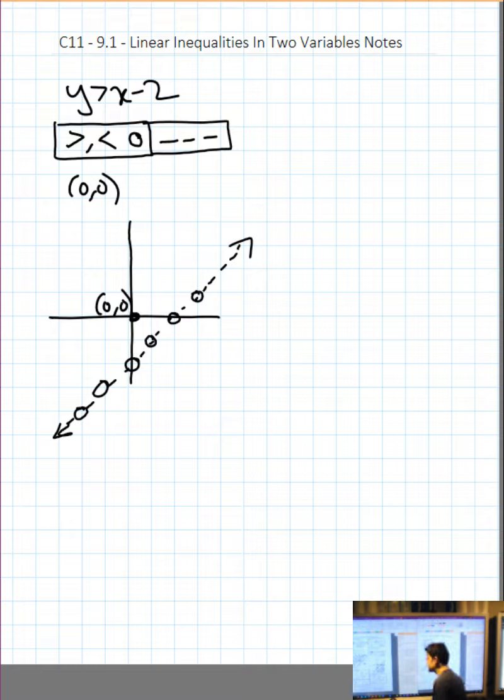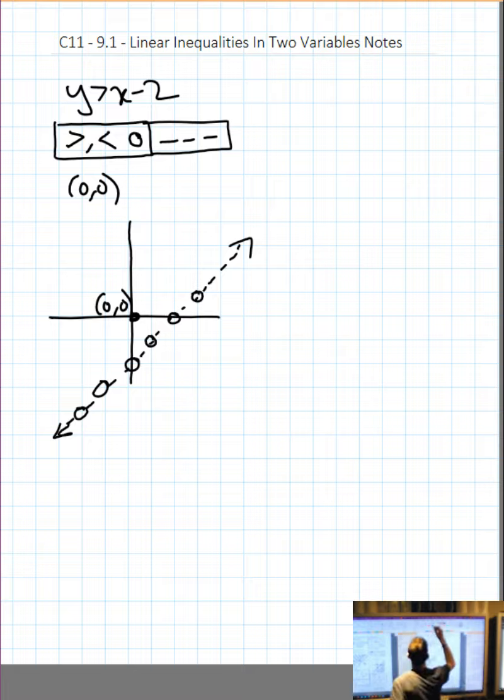There's an English sentence at the bottom of the page that says, notice, the 0, 0 test only works if 0, 0 is not on the line. If 0, 0 is on the line, we must choose a distinct point that is not on the line, like 5, 0 or 0, 2 or any other point on the graph. Okay, back up. So test point, 0, 0, x and y.